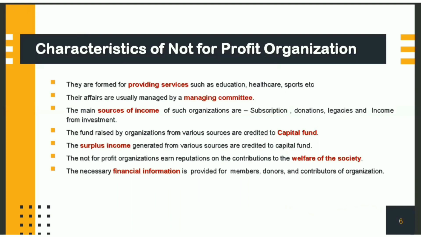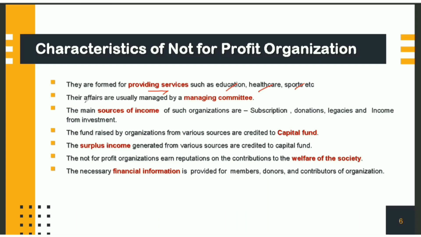Characteristics can also be said as the nature or features of the organization. Now the first nature of this NPO is providing services. As I mentioned, this NPO is set up for providing services to a group of people, right? So that is the main characteristic of NPO. Now, what kind of services do they provide? The first one is education, free healthcare, free sports, or free food facility. These are a few services given by NPOs.